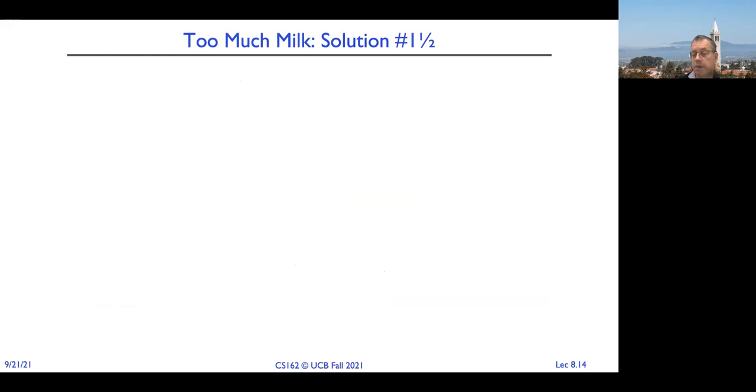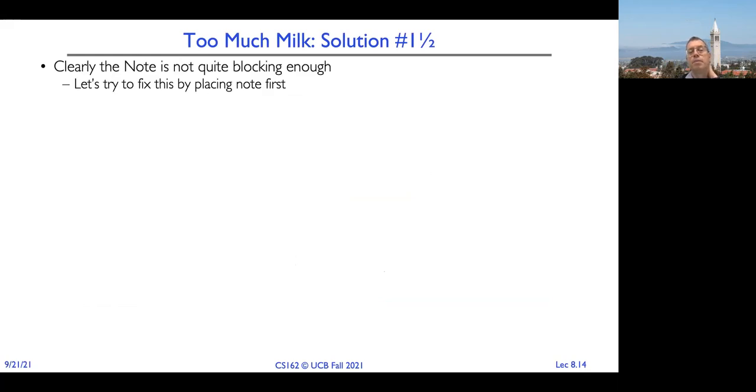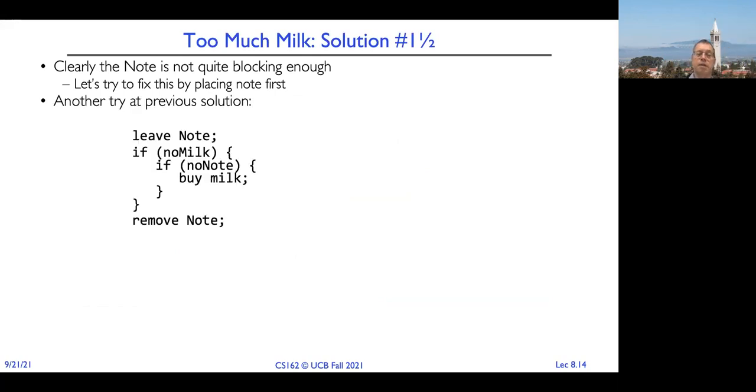Okay, so how do you solve this problem, right? So clearly, this note is not exclusive enough. And one solution you may suggest is, why don't we place a note first, right? What if we do this code? Instead of checking for the note, leaving the note before buying the milk, let's leave the note even before we check for the milk. What about this code?